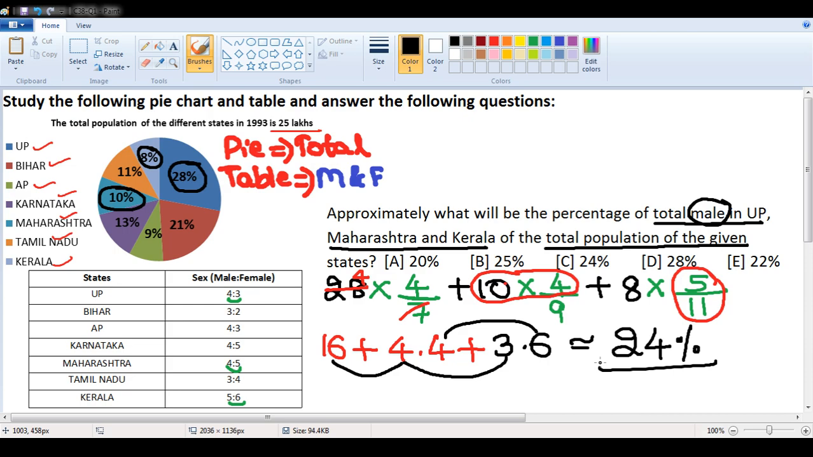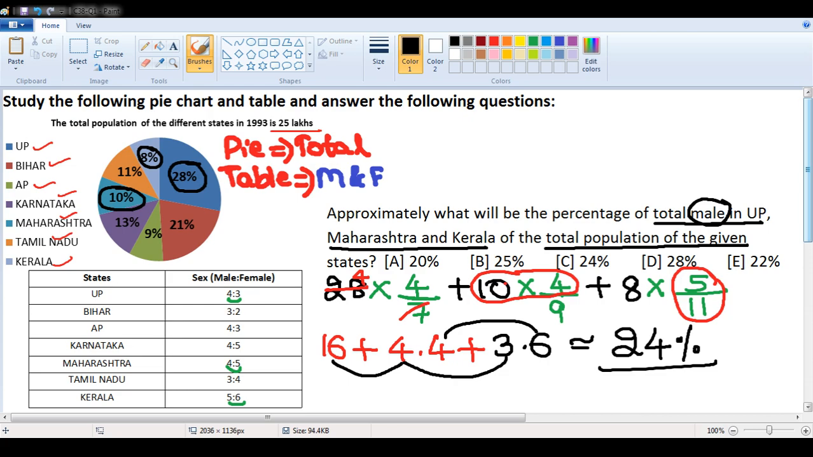Idea clear? Whenever they refer to any particular gender, maybe male or female, I should definitely look into the table also. If they are not mentioning the gender, I don't even require the table. I am more comfortable with only the pie chart.